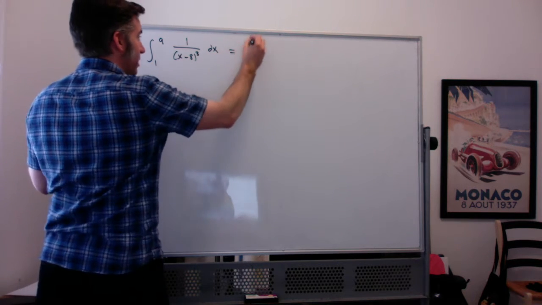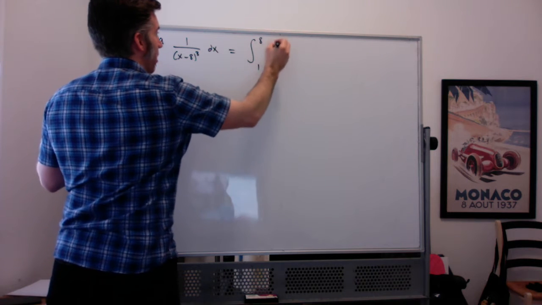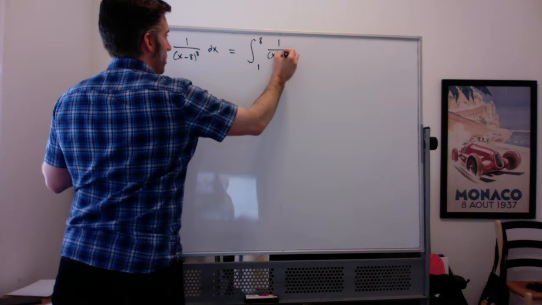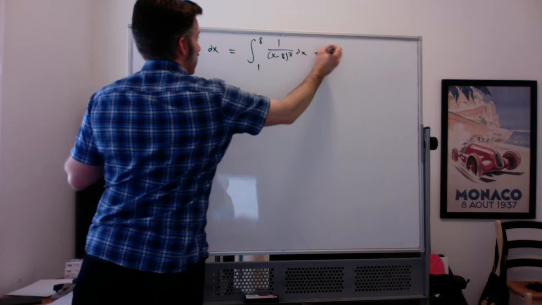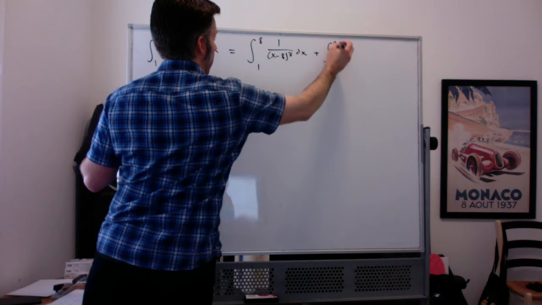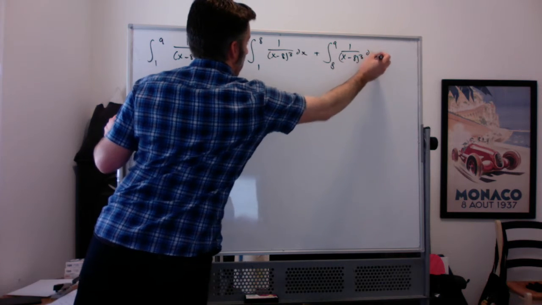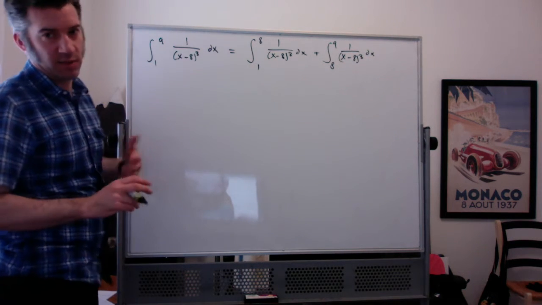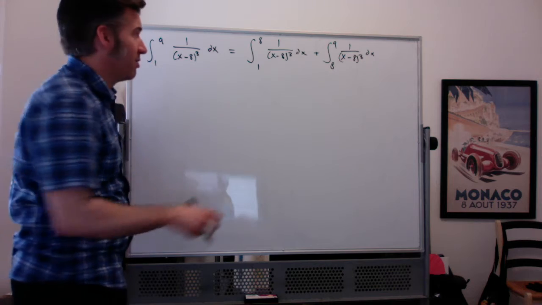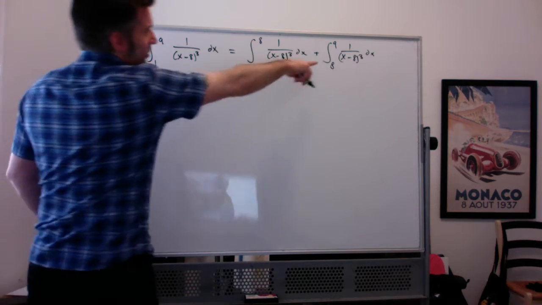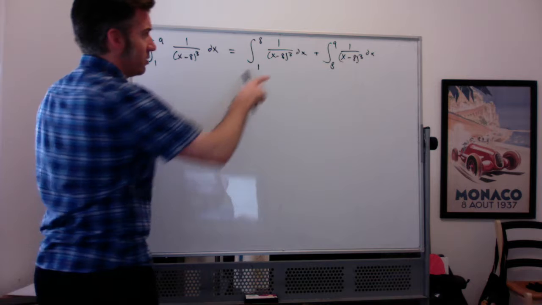So I'm going to write this as the integral from 1 to 8 of 1 over (x minus 8) cubed plus the integral from 8 to 9 of 1 over (x minus 8) cubed. You can work with either part of it, because in this particular problem, both parts do diverge. Actually, let's pick that part, because I did this part in the solutions I wrote. So we'll do that part.